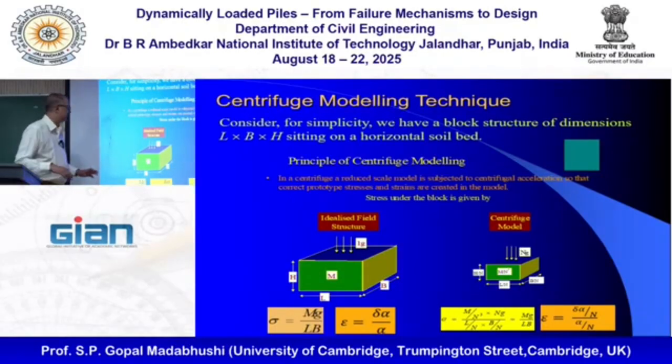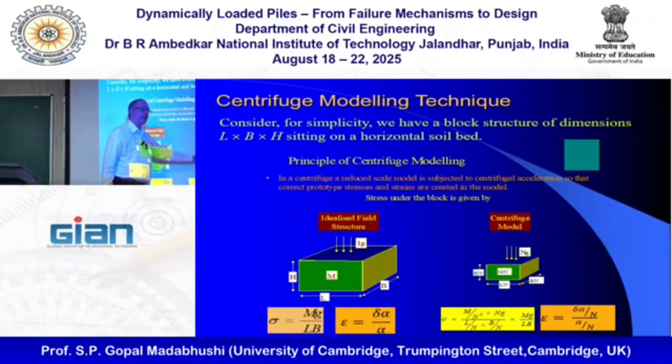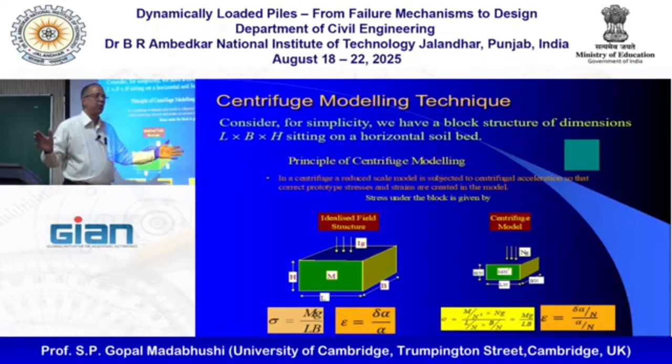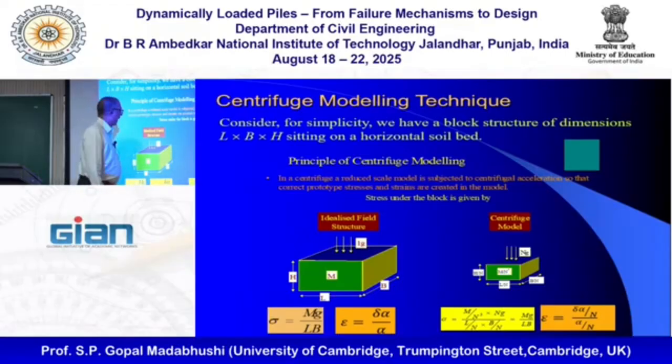Now just imagine that I have another block which is scaled down by a factor of n. So the length is now L over n, breadth is B over n, height is H over n. That's all we did. We squashed the block by a factor of n in all dimensions, so I ended up with a smaller block. Because all the dimensions are n times smaller, the mass of this must be the big mass over n cubed. Agreed?